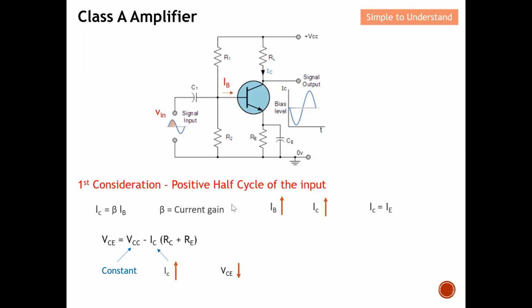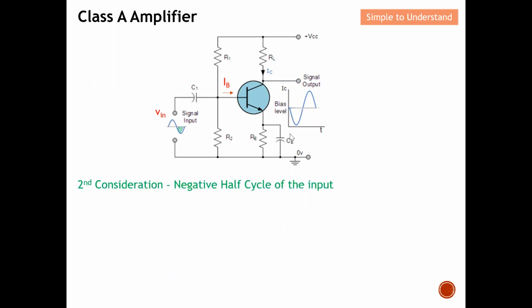And therefore, from here, I conclude that when it's a positive half cycle of the input, at the output is a negative half cycle. So basically, this is how I know that this will be inverted. Next, let's move on to my second consideration, which is the negative half cycle of the input. Earlier on, I have done the positive half cycle. So now I would like to do the negative half cycle of the input.